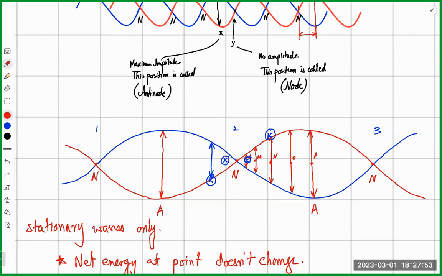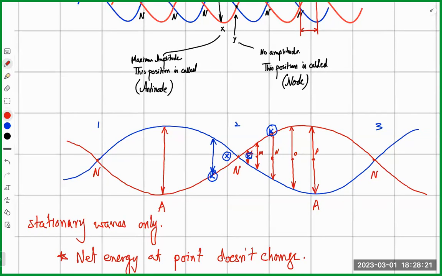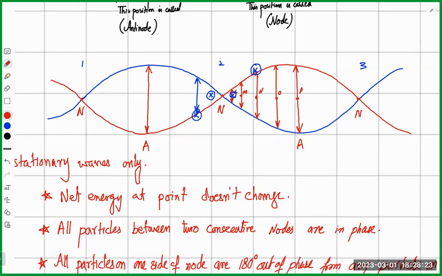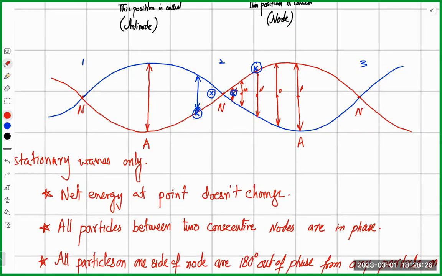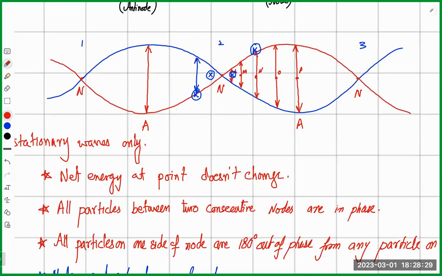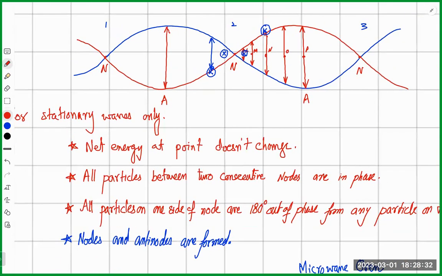Between two consecutive nodes, and this is for stationary waves only: in a progressive wave, all of the particles in one wave are out of phase with one another. But in stationary waves, all particles between two consecutive nodes are always in phase. So if one particle is going up, all of the particles will be going up. If one particle is coming down, all of the particles will be coming down. So between any two nodes, all particles are in phase. Net energy at a point does not change.